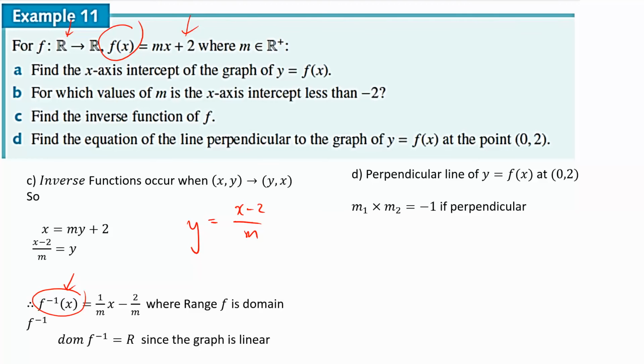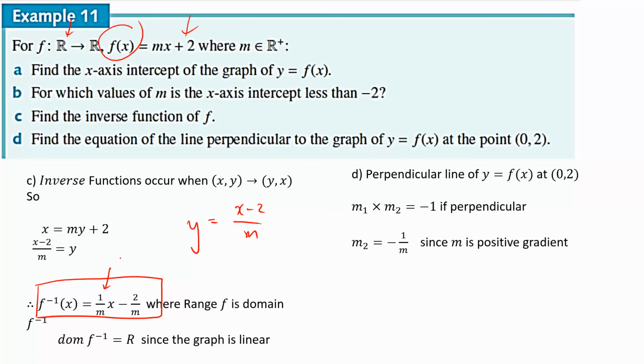Gradient 1 times gradient 2 is -1. And since we know that looking at this equation of my inverse right over here, this is my equation of the inverse, the gradient currently is 1 on m. So that means 1 on m multiplied by something has to equal -1. Okay? And I think I made a mistake. That should be -m to give you that -1.